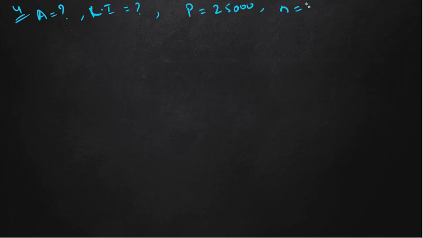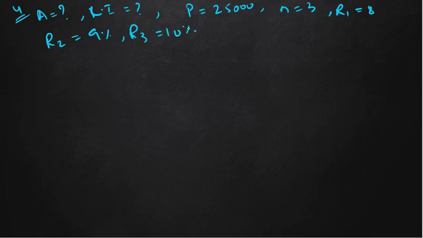So the question is, calculate the amount and the compound interest on rupees 25,000 for 3 years. The rate of interest for the successive years is given. So again we have to calculate the amount and compound interest. So what is given? Principal is 25,000, the number of years is 3, and the rate for the first year is 8%, the second year is 9%, and the third year is 10%, compounded annually. So we need to calculate the amount.